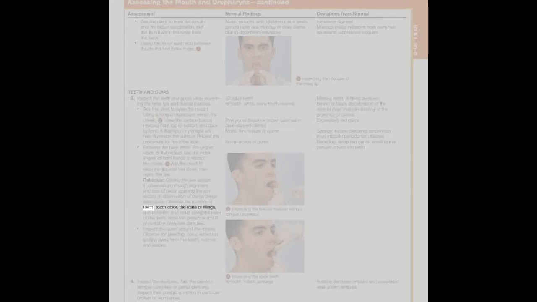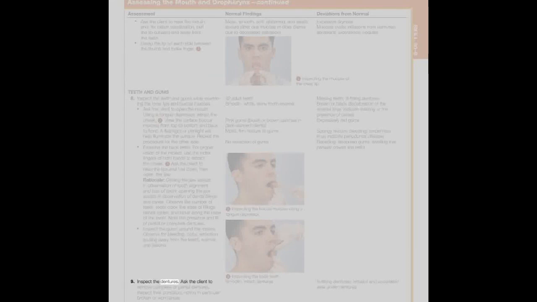Observe the number of teeth, tooth color, the state of fillings, dental caries, and tartar along the base of the teeth. Note the presence and fit of partial or complete dentures. Inspect the gums around the molars. Observe for bleeding, color, retraction, pulling away from the teeth, edema, and lesions.